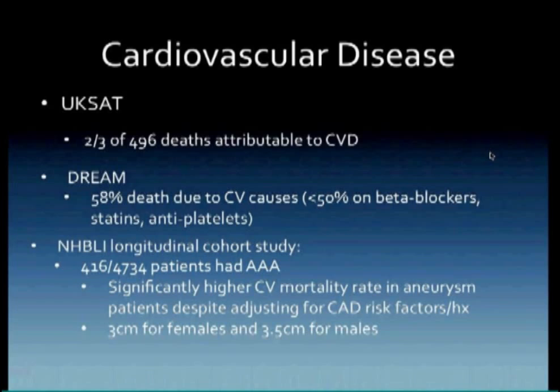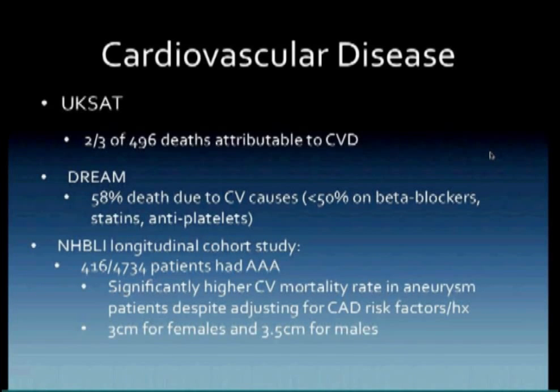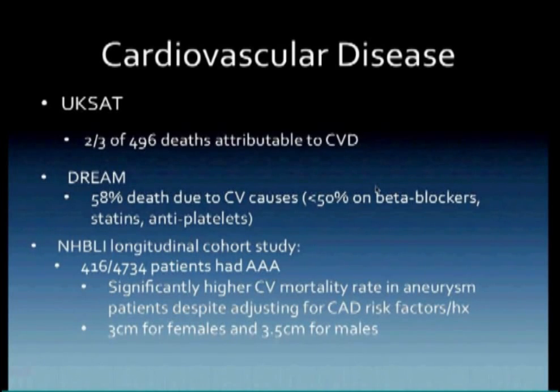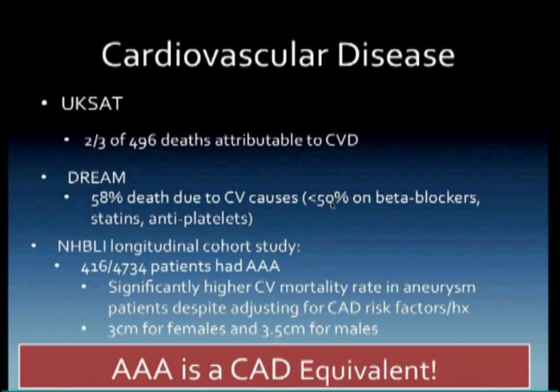Patients who had aneurysms had a significantly higher cardiovascular disease mortality rate as an independent risk factor. The cutoff for aneurysms that they used was 3 centimeters for females and 3.5 centimeters for males. So a female with a 3 centimeter aneurysm has basically a coronary artery disease equivalent, and if male, same thing with 3.5 centimeters. So basically these trials really show that having an AAA is a coronary artery disease equivalent and should be treated appropriately if we're going to reduce mortality in these patients.